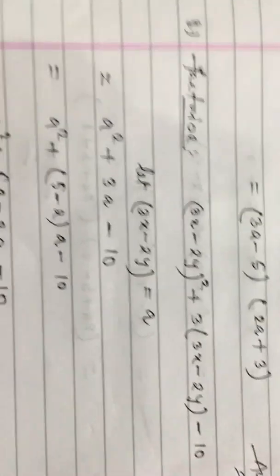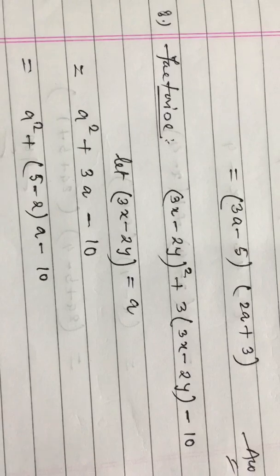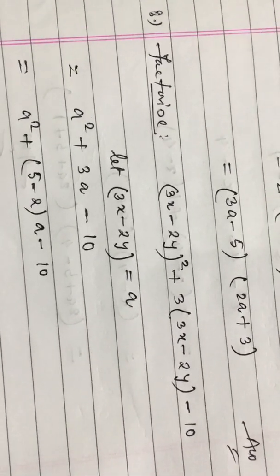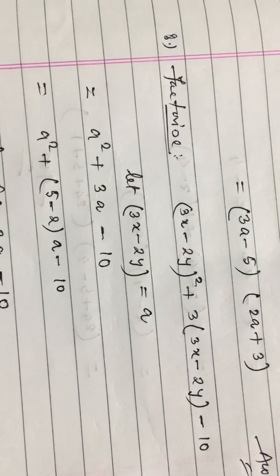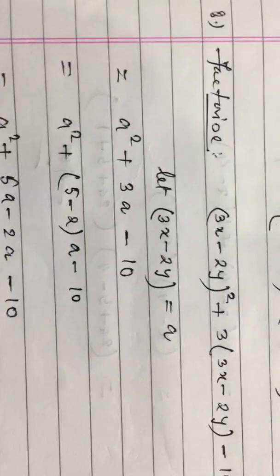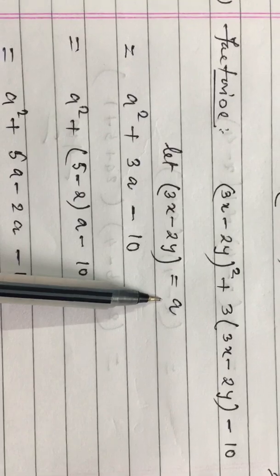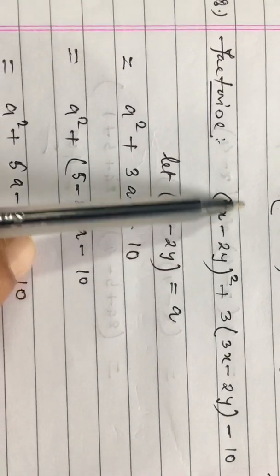In the second line you can see that I have supposed 3x minus 2y is equal to a. Other than x and y, whatever variable is already there in the question, don't suppose that. Other than that variable you can suppose a different variable. Likewise here, x and y are in the question, so we are supposing here as a. So 3x minus 2y is equal to a. This we have supposed as a.